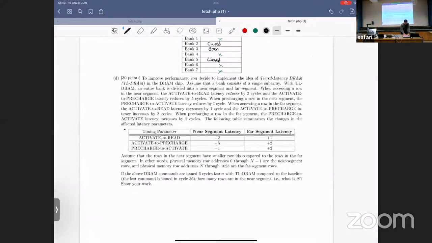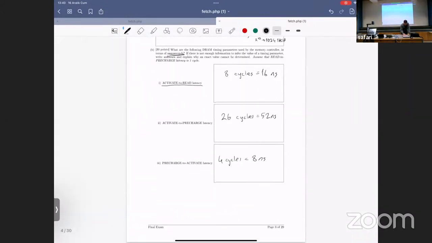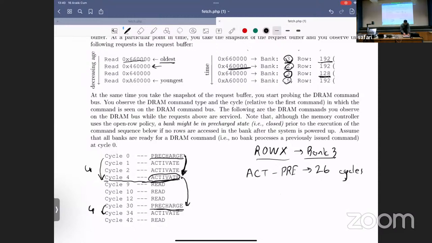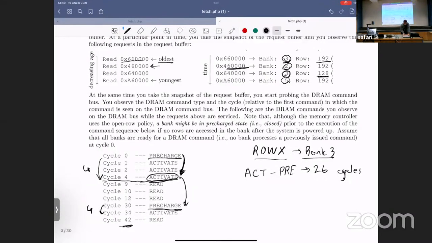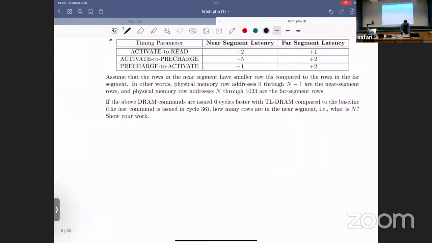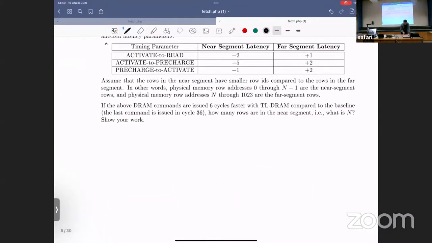if the same set of requests here, instead of 42 cycles, it took 36 cycles. So what is the TLDRAM design? What does it look like? Meaning which are the near segment rows and which are the far segment rows? It also tells us that the first N rows in the bank are near segment rows, and the remaining ones are far segment rows.